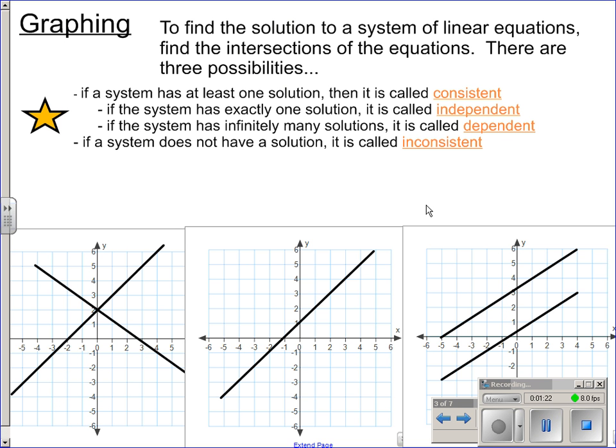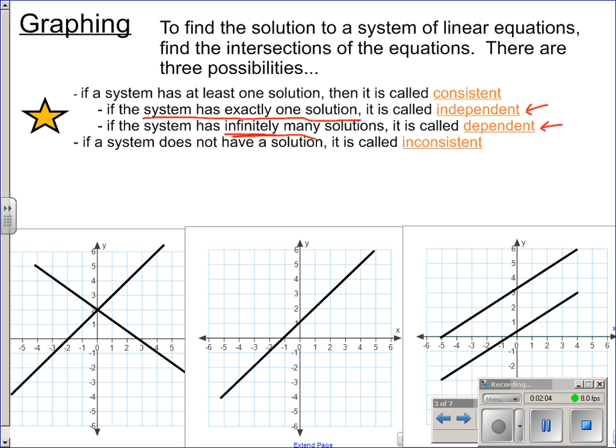Now, no matter whatever method we're going to be solving, we have some terms here. So we've got these four terms in orange. Please take a second, hit pause to copy these things down. All right, the first one. If a system has at least one solution, then it is called consistent. So if there's an answer, it's a consistent system. Now, there are two types of consistent systems: independent and dependent. All right, it is independent if the system has exactly one solution. If the system has infinitely many solutions, it is called dependent.